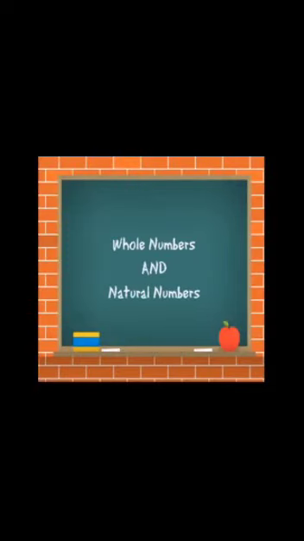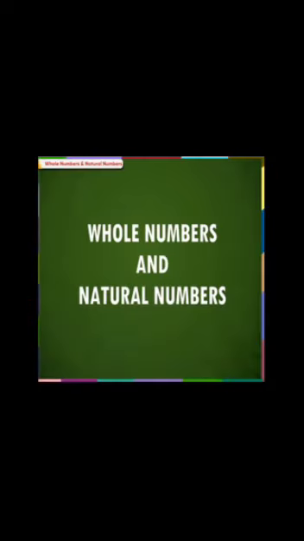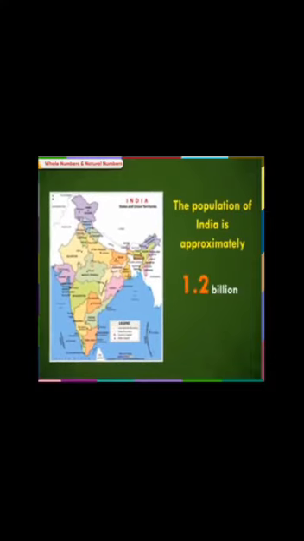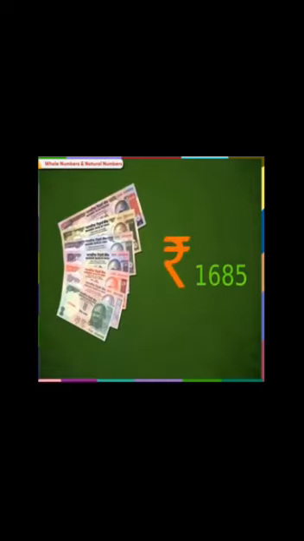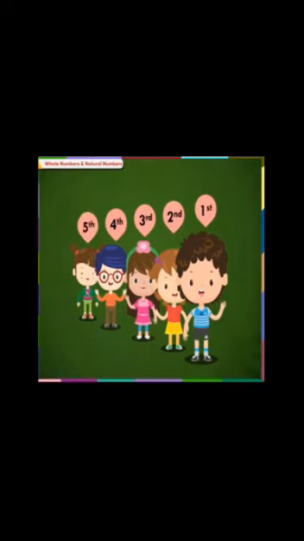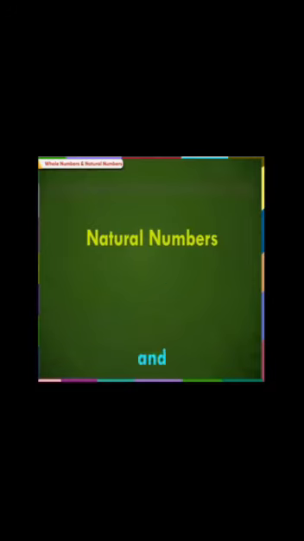Whole numbers and natural numbers. We see numbers all around us. We count the population of a country in numbers. We count money in numbers. We find the area and perimeter of a land using numbers. We even talk about the position of students standing in a queue in numbers. For example, first, second, third, etc. Natural numbers and whole numbers.